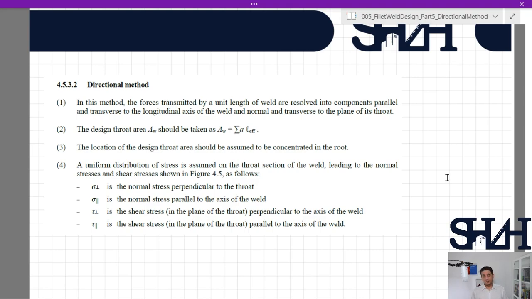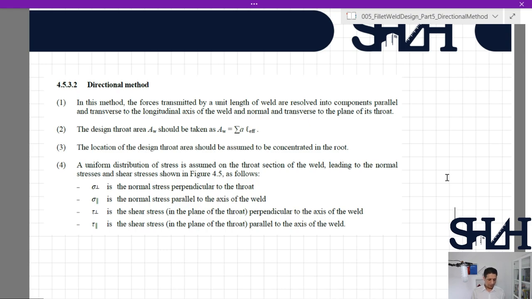As I explained in the first video, we have two methods in Eurocode to be used for dimensioning the weld or checking the fillet welds. The directional method is given in 4.5.3.2. In this method, the forces transmitted by a unit length of weld are resolved into components parallel and transverse to the longitudinal axis of the weld and normal and transverse to the plane of its throat.